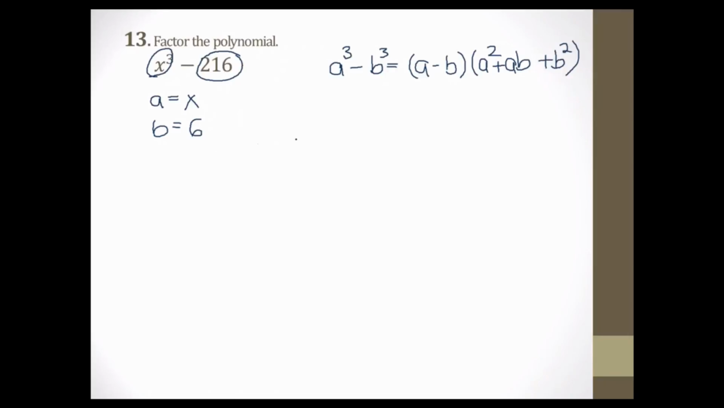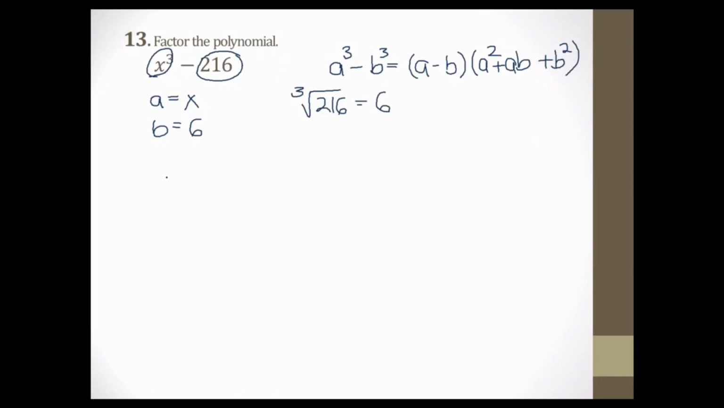Because 6 times 6 times 6 is 216. And if you don't know that, for this part you actually could use the calculator by plugging into your calculator the cube root of 216, and that should give you 6.